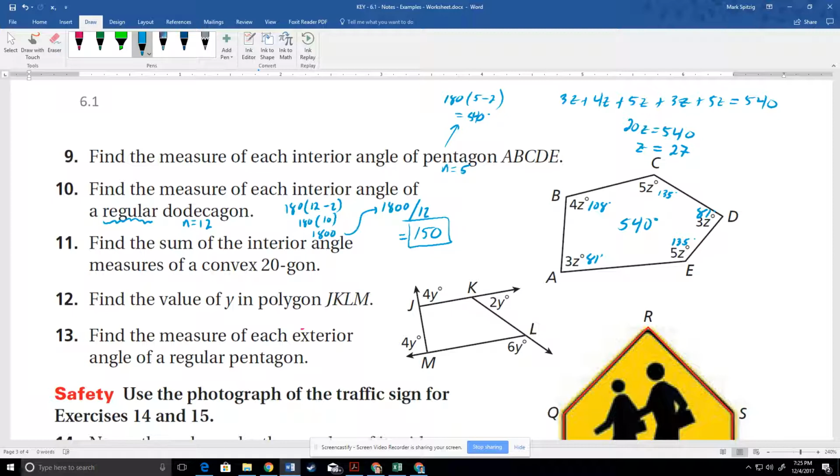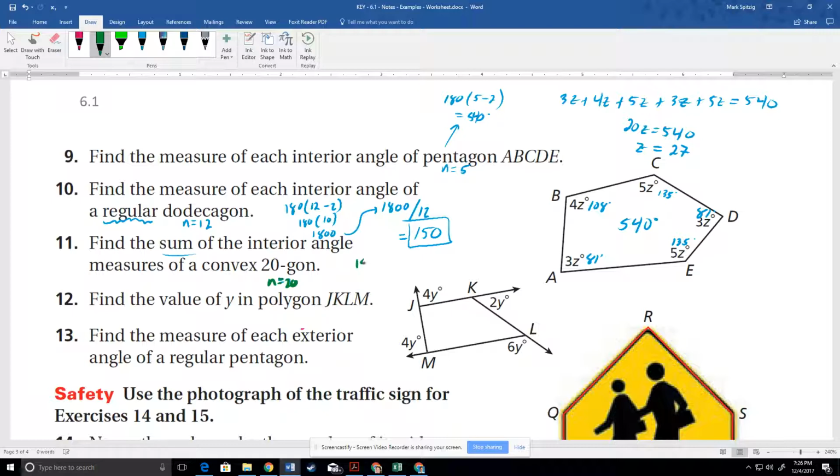Okay, so it says find the sum of the interior angle measures of a convex 20gon. In other words, 20 sides, so 20gon means n equals 20, and we're just trying to find the sum of the interior angles. I don't care what each one is. In fact, I couldn't find that even if I wanted to. I'm just going to switch colors so we can differentiate between the problems easier. But so n equals 20.